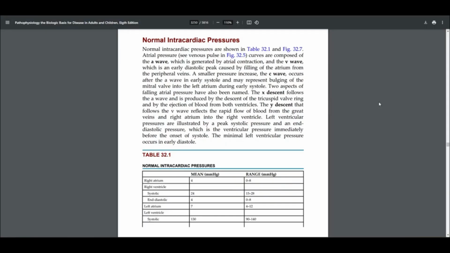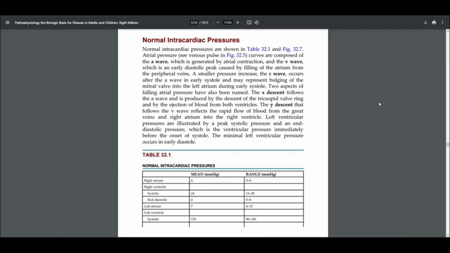Atrial pressure curves, see venous pulse in figure 32.5, are composed of the A wave, which is generated by the atrial contraction, and the V wave, which is an early diastolic peak caused by the filling of the atrium from the peripheral veins. A smaller pressure increase, the C wave, occurs after the A wave in early systole and may represent bulging of the mitral valve into the left atrium during early systole.